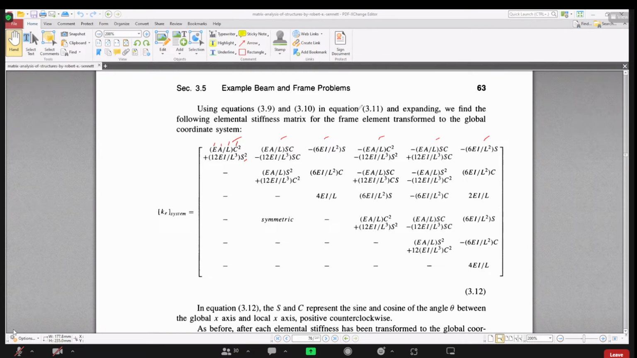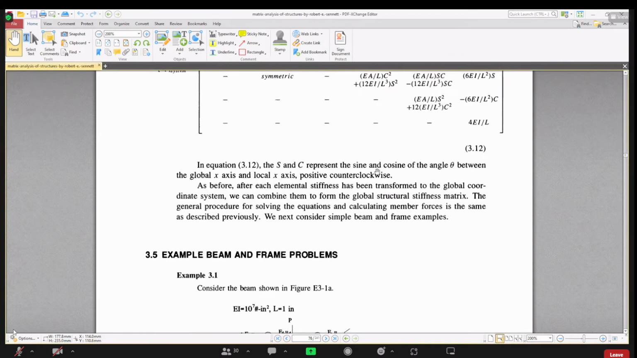S and C represent the sine and cosine of the angle theta between the global x-axis and the local x-axis, positive counterclockwise. As before, each elemental stiffness has been transformed to the global coordinate system. So this is now the stiffness matrix in terms of the global coordinate system.